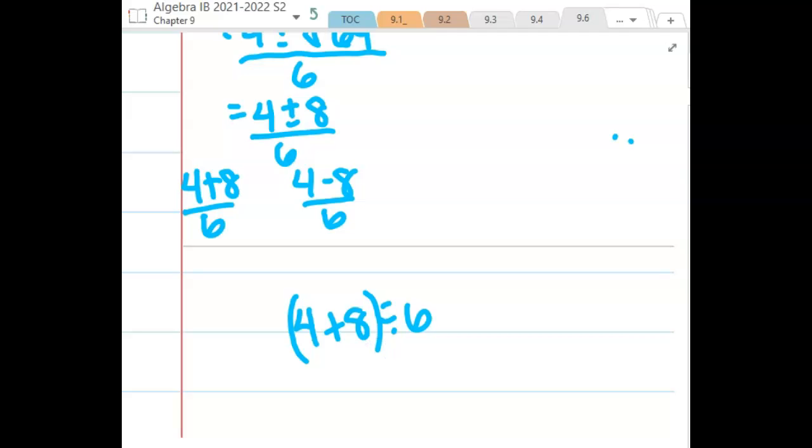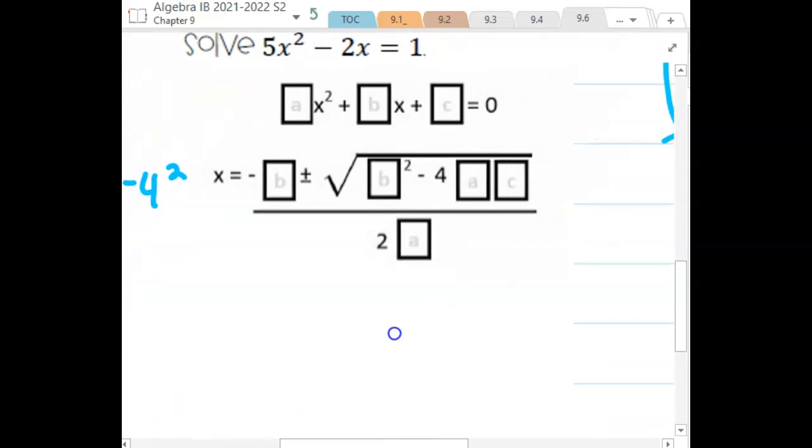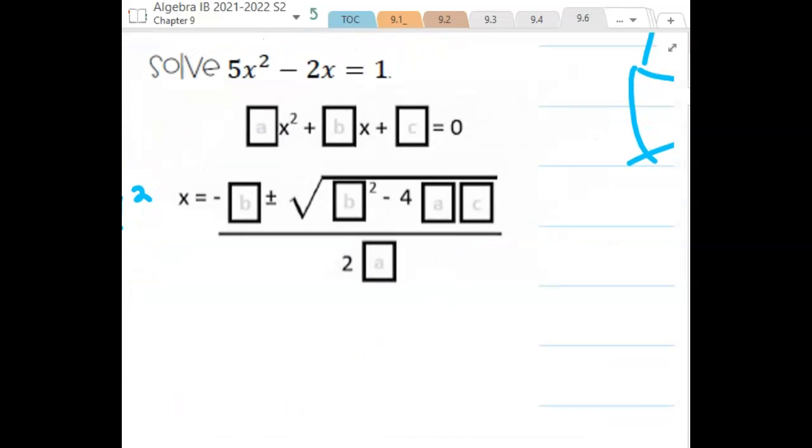Or you could do 4 plus 8, enter, divide by 6, enter, and you get 2. Same thing. 4 minus 8 is negative 4. Negative 4 divided by 6, that's not going to come out evenly, so let's reduce, and we would get negative 2/3. So your two answers are 2 and negative 2/3. The quadratic formula, once you get the hang of it, I promise is not too bad, but it does take some getting used to.